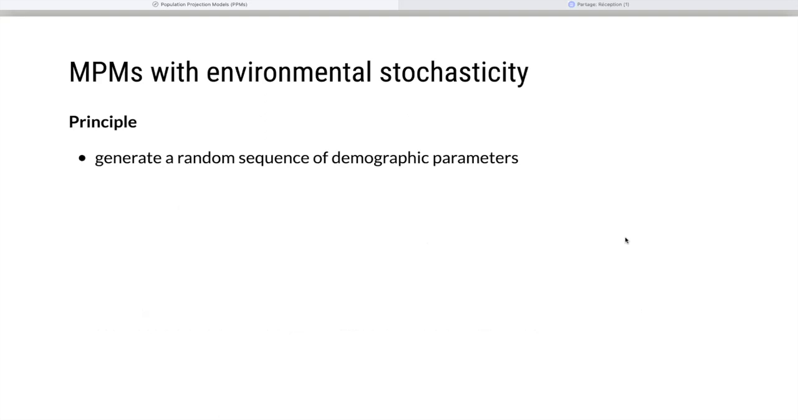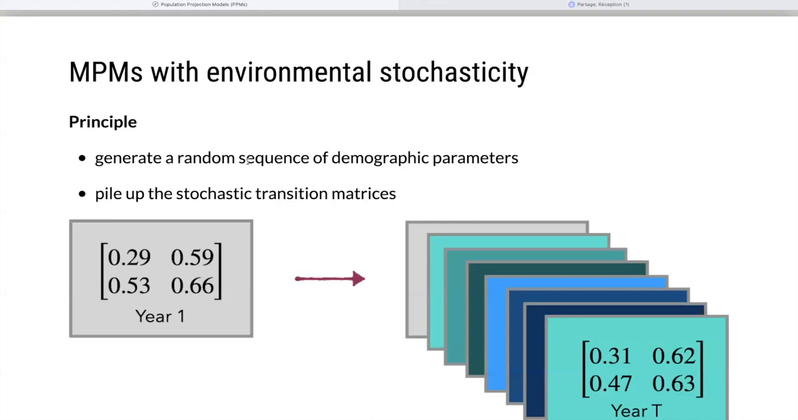So first, we generate a sequence of demographic parameters. I said a random sequence, but it's not just random numbers, we include some stochasticity in the process of generating the matrices. We're going to see two different ways of doing it. Then we pile up the sequence of transition matrices, one for each year, and we can use the sequence of matrices to project the population.